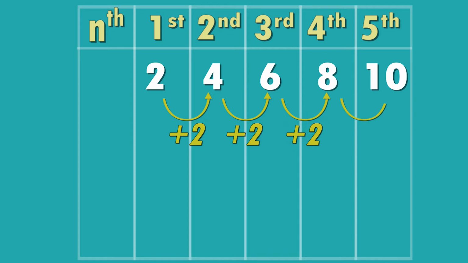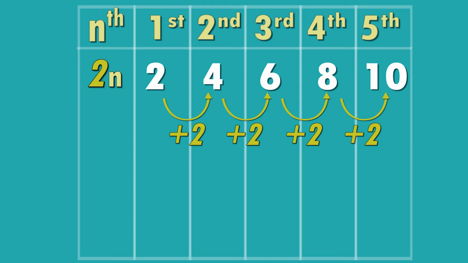The digits in white make up the sequence. At the top we have the position of each term. So 2 is the first term in our sequence, 4 is the second term, 6 is the third, and so on. So we're going up by 2 each time. Because we're going up by 2 each time, we write this as 2n.